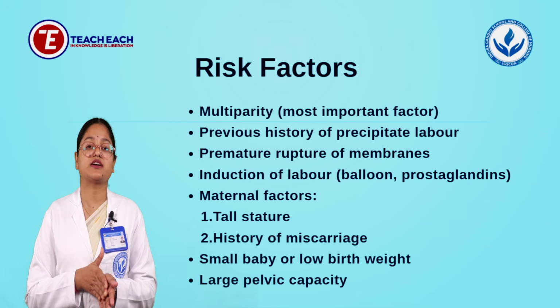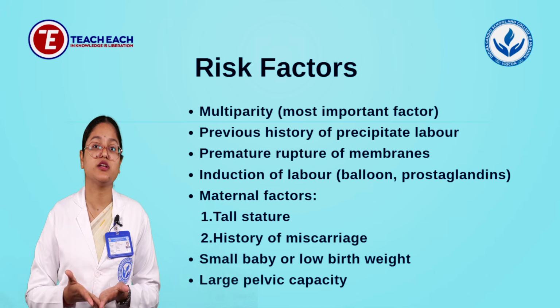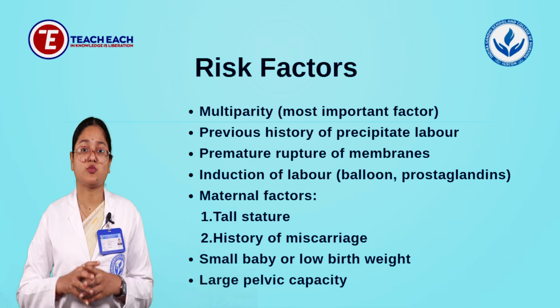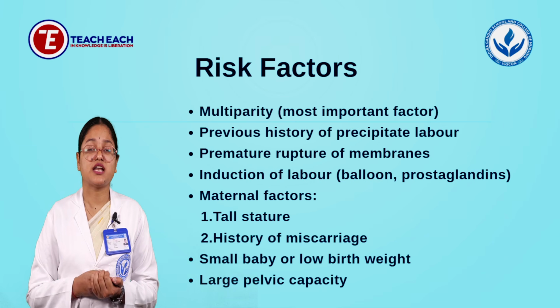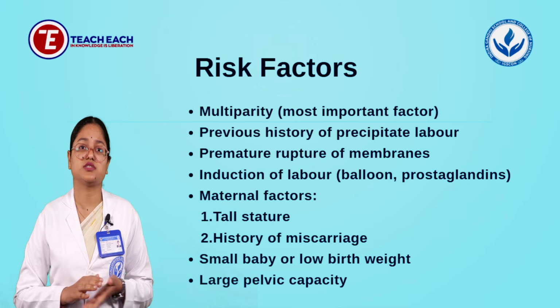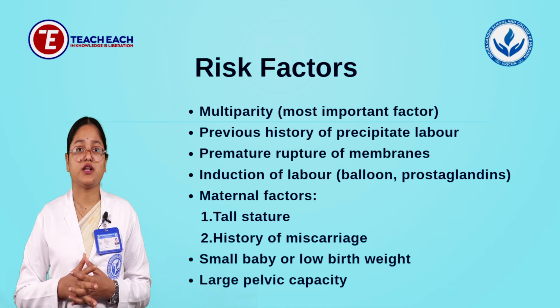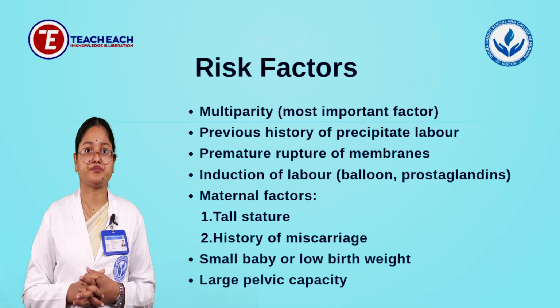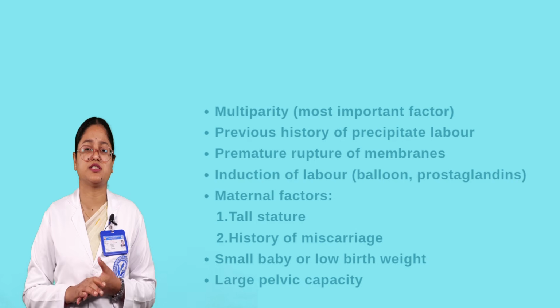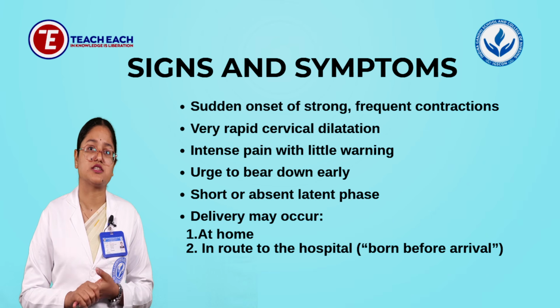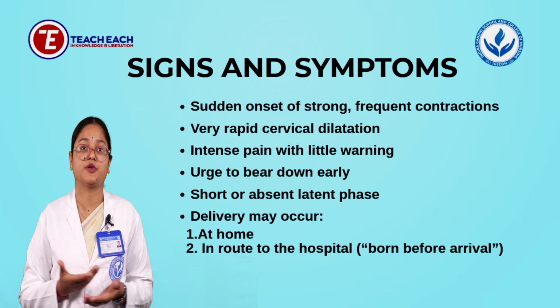In maternal factors, we can see a tall woman, history of miscarriages. In the baby, we can see a small baby or small-for-size baby, and a large pelvis, as we saw in the causes also. So these are the basic risk factors that we have been studying. We'll see more in the next slides. Till now we have seen the introduction, definitions, etiological factors, and one simple formula to remember them.